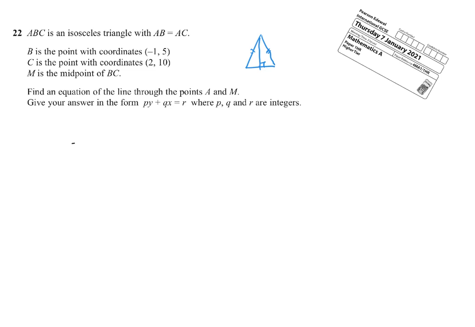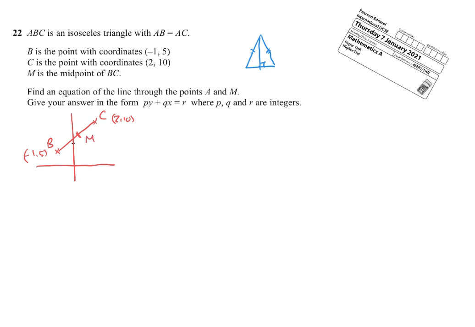Now, as with all of these questions, the good starting point is to do a little sketch of the points that they give you, to give you an idea of what the question looks like. B is minus 1, 5, so I'm going to put that over on the left-hand side. That's point B, minus 1, 5. C is to the right of it and up because it's 2, 10, so that's going to be C, 2, 10. Join those together. M is the midpoint of that. I don't know which side of the y-axis it is, but I'm just going to put it in there.